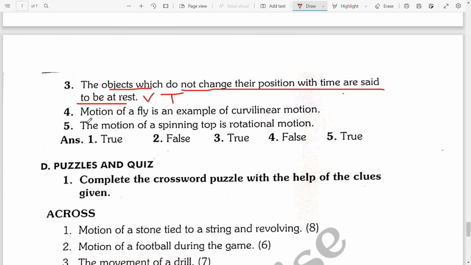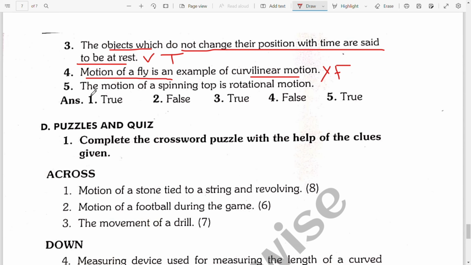Fourth, the motion of a fly is an example of curvilinear motion. No, it is the example of random motion. So fourth is false. Fifth, the motion of spinning top is a rotational motion. Yes, it is true.